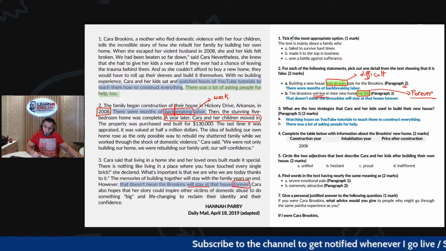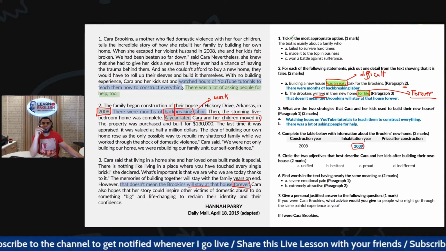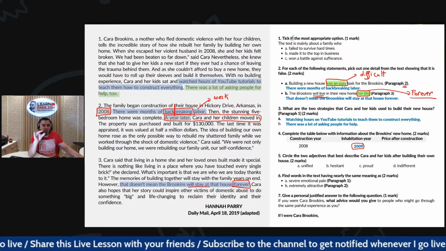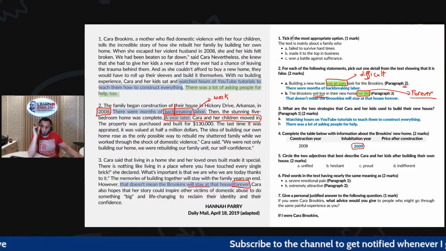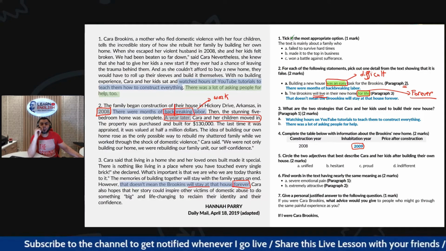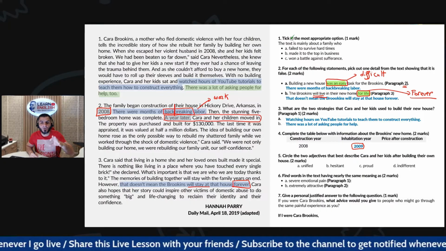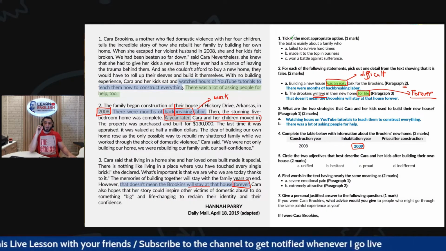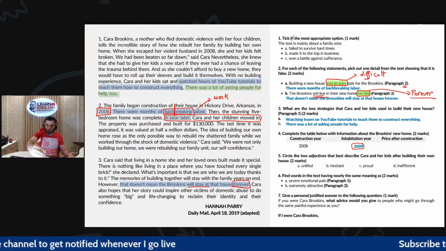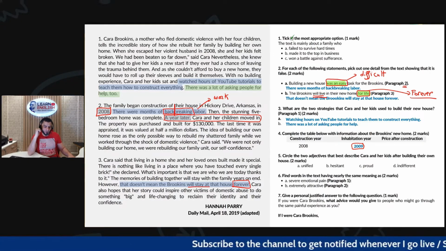You must write 2009. If you write a year later, this is not correct. So we want the exact year. Then we have price after construction. This is very important. I would like you to write the answer for this question in the comment section below. Please read it carefully. Price after construction. So how much was this house after construction?